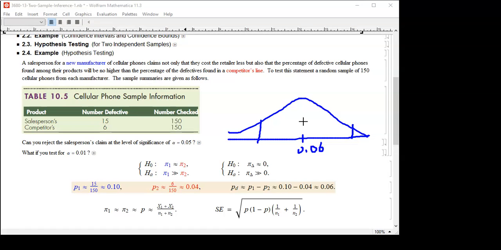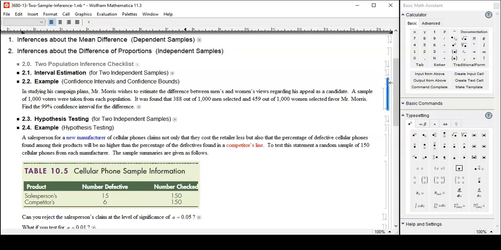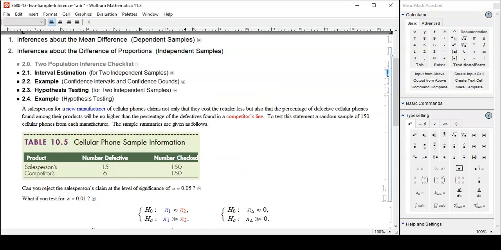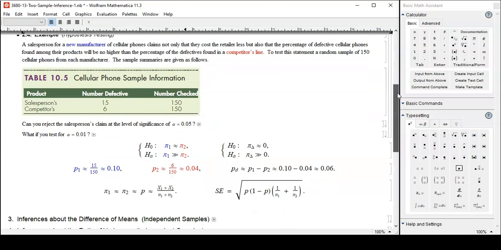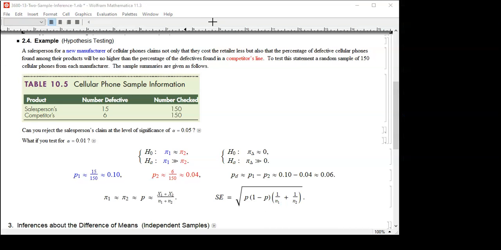And there, what SE formula was it? We had to do this. This. P1 and P2, 10% and 4%. Yes, we can do those. But it's different this time. It's hypothesis testing, and we have a different SE value. And in this case, we have this kind of picture.